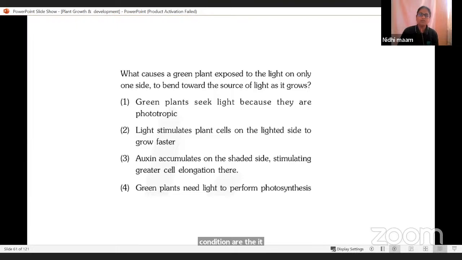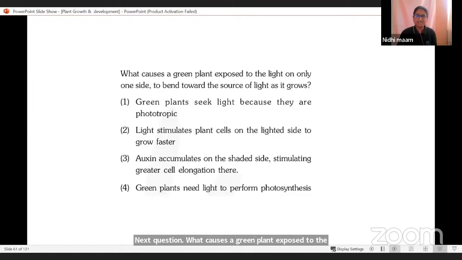Next question: what causes a green plant exposed to light only on one side to bend towards the source of light as it grows? Green plants seek light because they are phototropic. Light stimulates plant cells on the lighted side to grow faster. Auxin accumulated on the shaded side, stimulating greater cell elongation there. Green plants need light to perform photosynthesis.